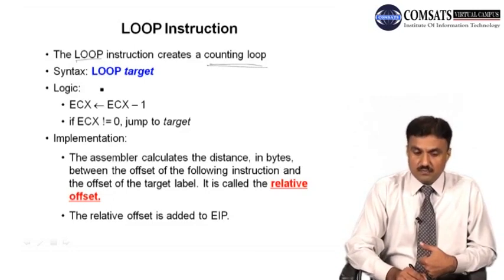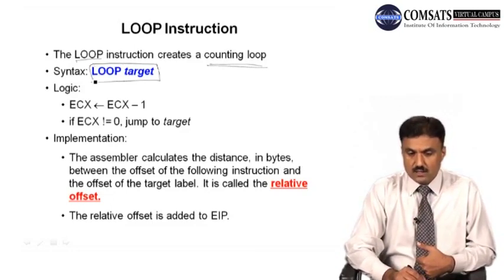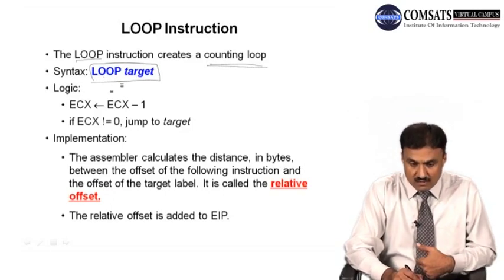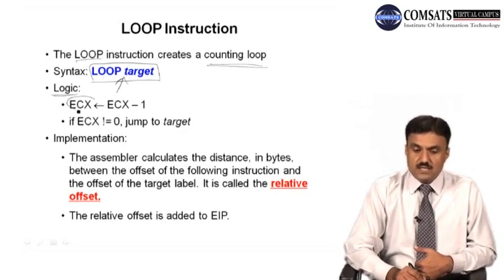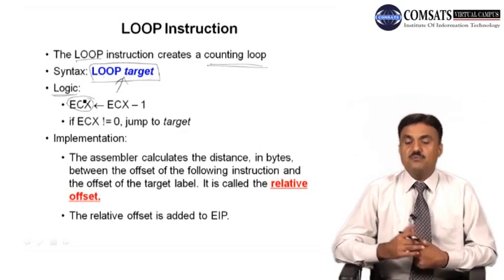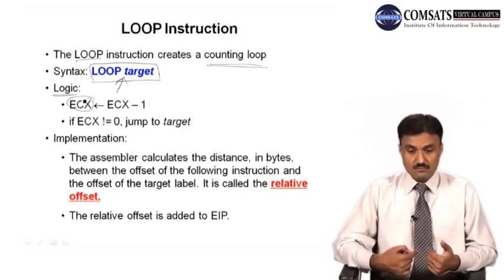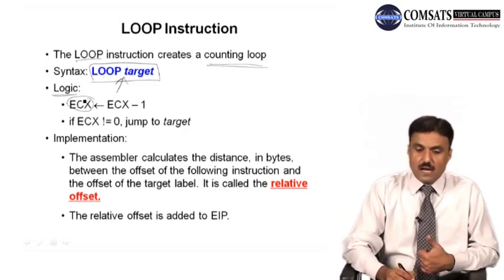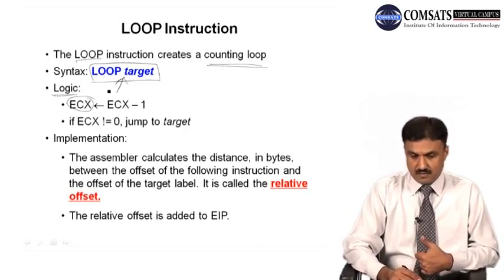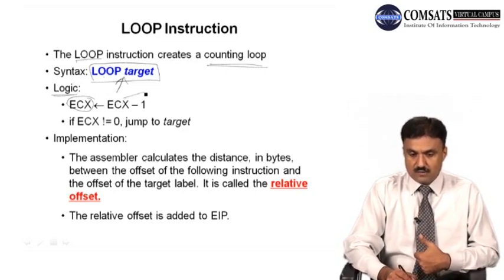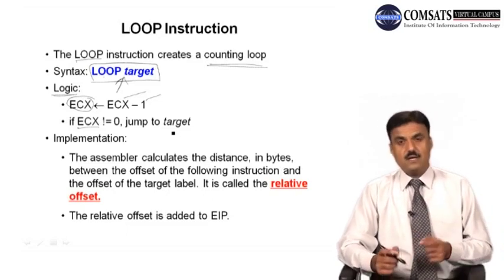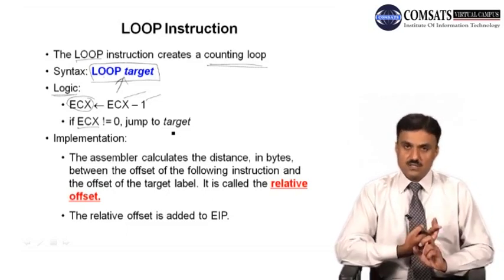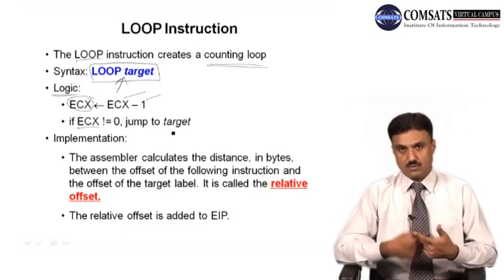What is the syntax? Loop and target. There is no condition visible here, but what is the logic behind it? Before starting the loop, we assign a value to the ECX register, and every time the loop is called, we subtract 1 from ECX, and if ECX is not equal to 0, then jump to the target, until ECX becomes 0.